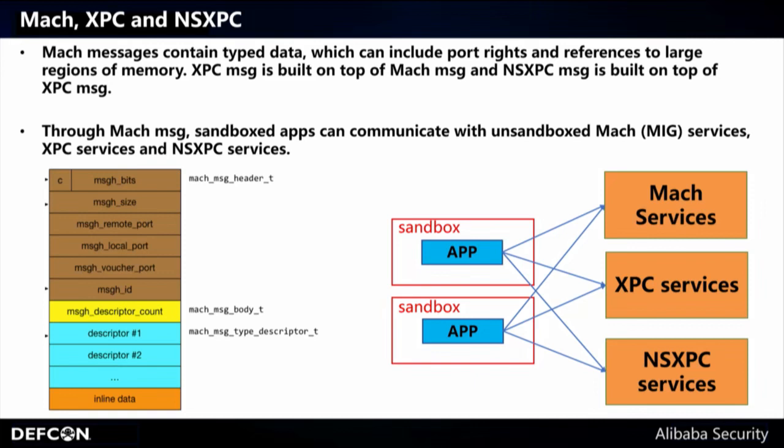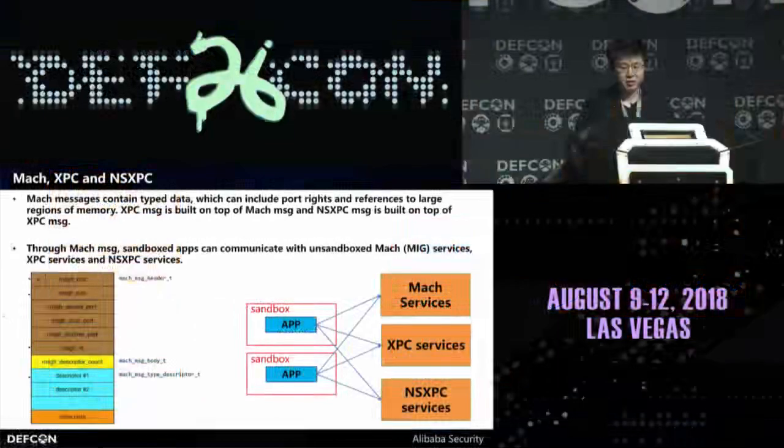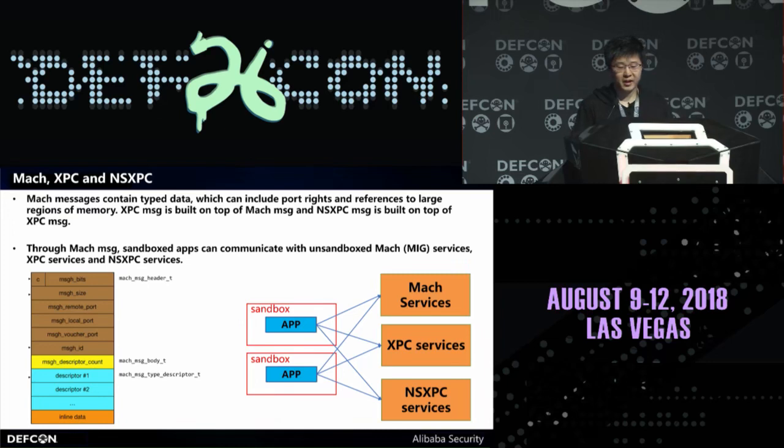Mach messages are the most commonly used IPC mechanism in XNU. In addition, Mach messages contain typed data, which can include port rights and references to a large range of memory. Based on Mach message, Apple developed XPC. Compared with raw Mach message, XPC is safer and easier to use. But the cost of XPC service maintaining is very high. NSXPC message is built on top of XPC message, which allows abstraction of XPC connections and remote objects.